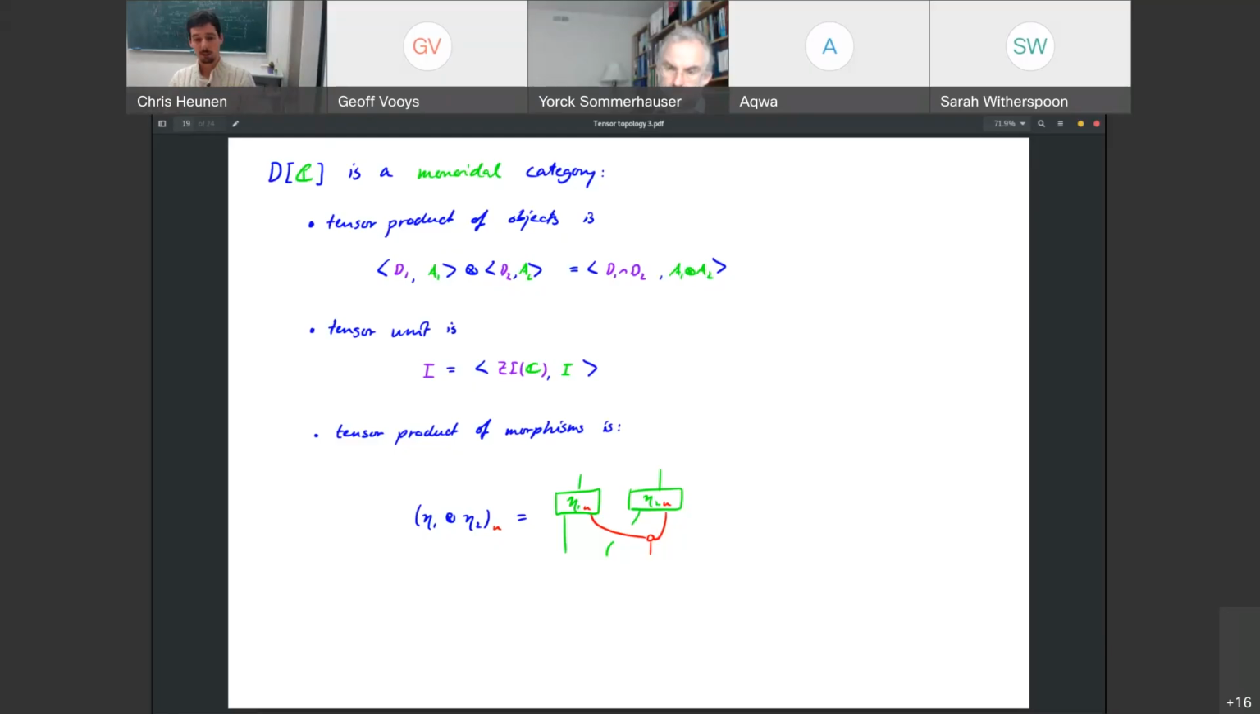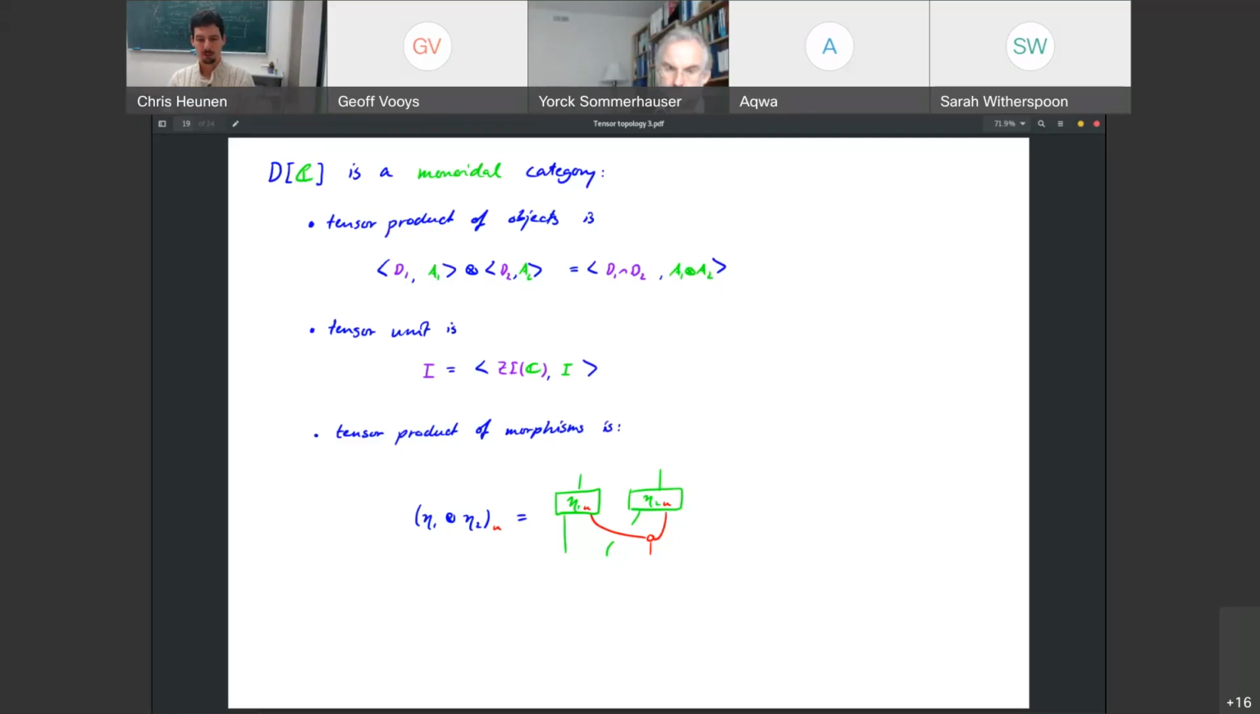And then I have to tell you how to take the tensor product of morphisms. So suppose we had a bunch of objects A1, A2, B1, B2 as in the first displayed equation here, and morphisms eta1 and eta2 between them. How do I take the tensor product? Well, I have to now produce a family of morphisms from A1 tensor A2, tensor some U that is in D1 and in D2, to B1 tensor B2.